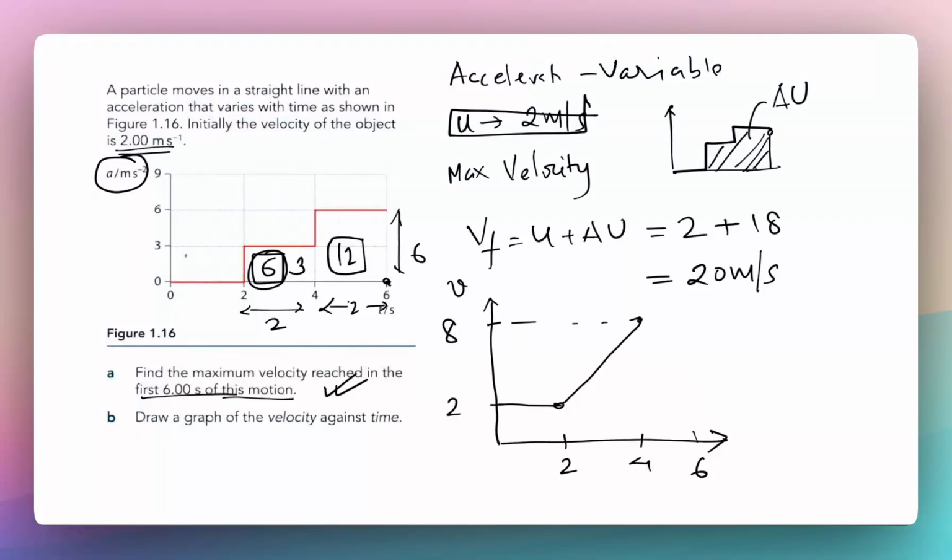From 4 to 6, the acceleration is again going to change the velocity, and this time by 12 units. So we have to go further up. So let's say this is 20, right? So at 6, we are at 20, and we'll have a steeper slope like that, and that is going to be our v-t graph.